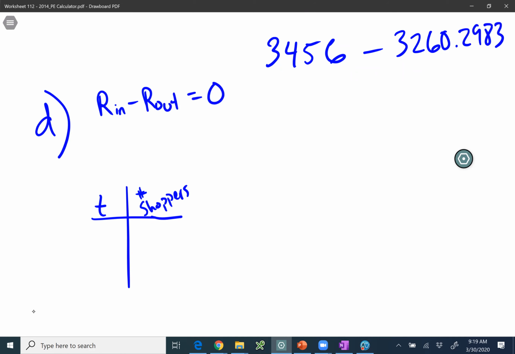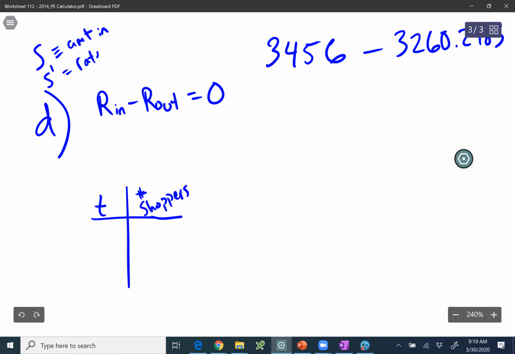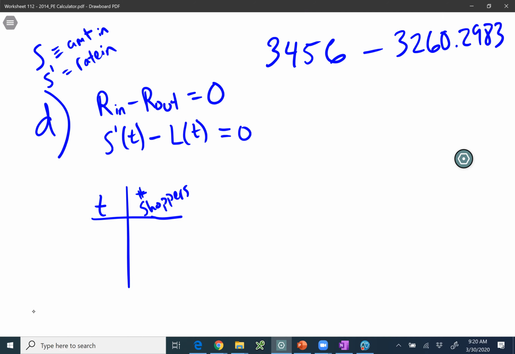Now this question's a little bit harder because we said that S was our amount in, which makes S prime the rate in. So for rate in, we're going to put S prime of T. But for rate out, it was just L of T. The reason this is kind of weird for some people is that S prime has a derivative and L does not have a derivative.